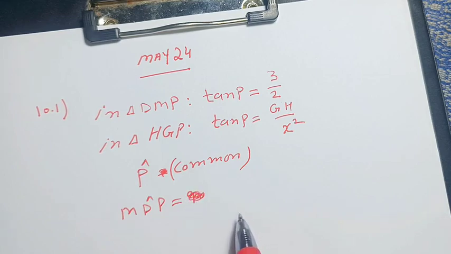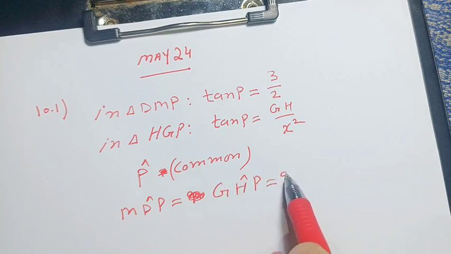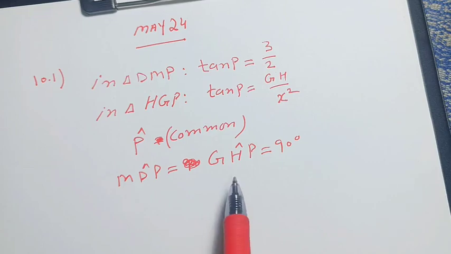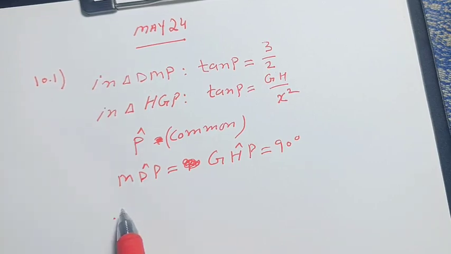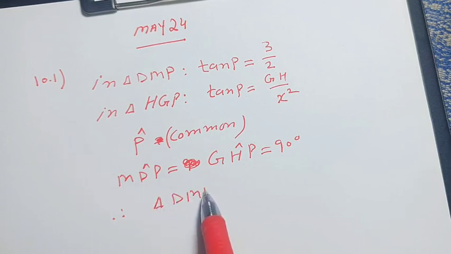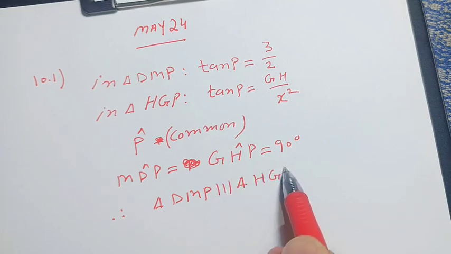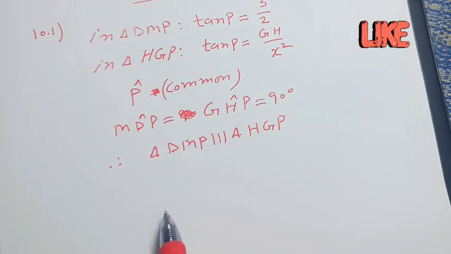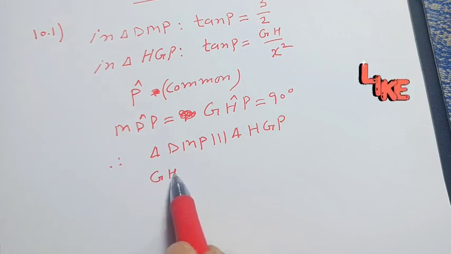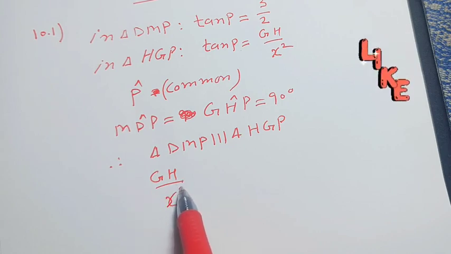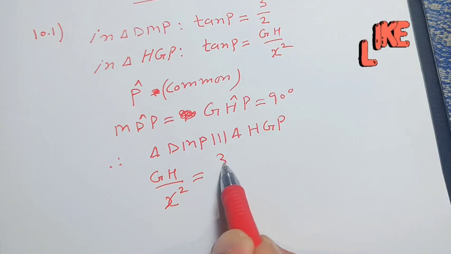MDP is equal to GHP, both are equal to 90 degrees. So now we have proved these two angles are equal. Therefore triangle DMP is similar to triangle HGP. If that's the case, then GH over x squared is going to be equal to 3 over 2.